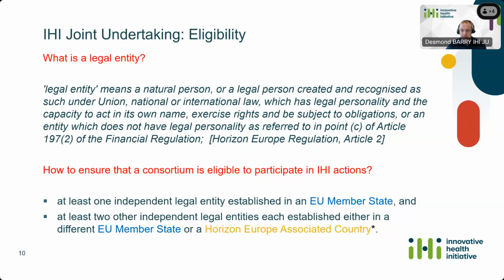Usually, in our experience, applicant consortia do not have difficulty meeting this requirement, but it's always very important that you bear in mind: do you have the right geographic makeup? Do you actually have one independent legal member state? Do you have an associated country? Do you have a different member state? Okay, so then let's talk about the different types of states, and we'll go to the next slide.